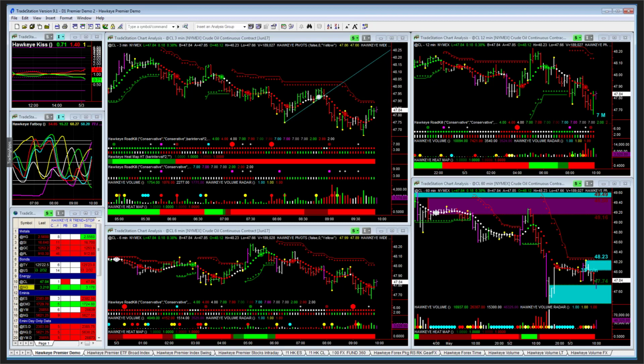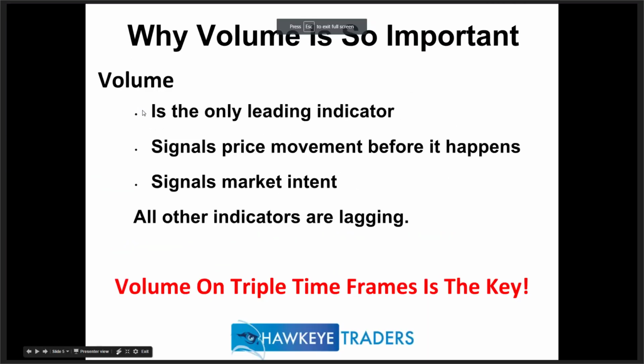I want to make sure and show you something about why I believe that volume is so important. Volume is really the only leading indicator in the market. It signals price movement before it happens. It's the only indicator that signals the intent or direction of the market, and all the other indicators that you probably use are lagging indicators because they really don't have any predictive nature inherent to them. And when you couple volume with triple time frames, then that becomes the key.